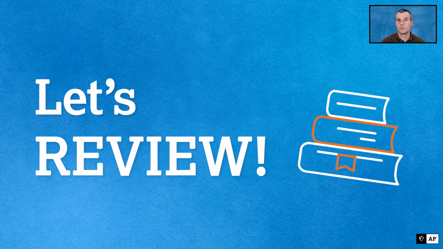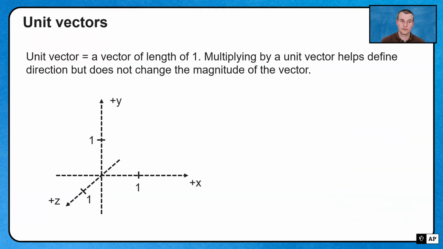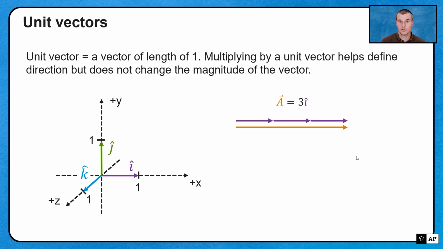So let's review. What is a unit vector? Well, remember, in the x direction we call that i hat, in the y direction we call that j hat, and the z direction, which is into or out of the page, we call our k hat direction. To find different vectors, we can have A, for example, which you can say is 3i hat, and that's going to be this vector. 3 i hats adds up to A.